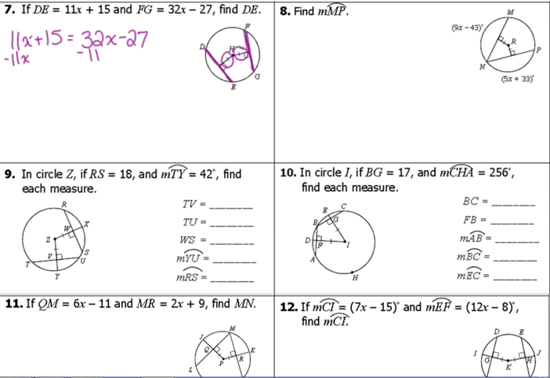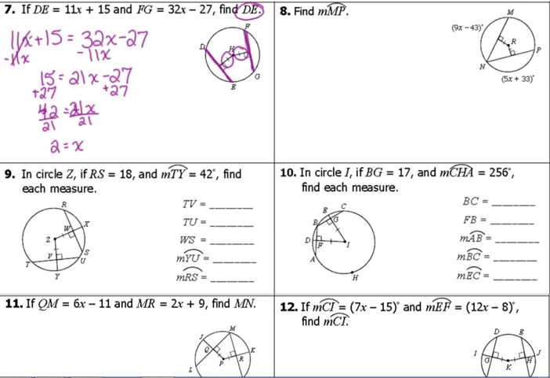Solve for x. Subtract 11x from both sides. 15 is equal to 21x minus 27. Add 27 to both sides. 42 is equal to 21x. Divide by 21. 2 is equal to x.